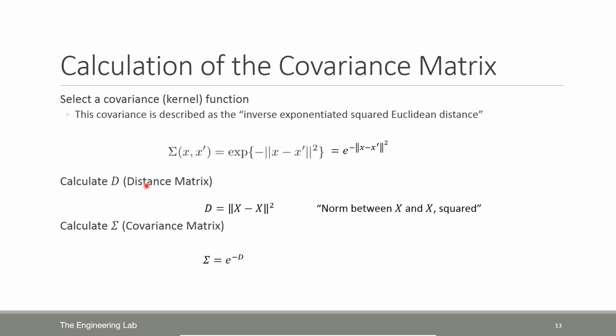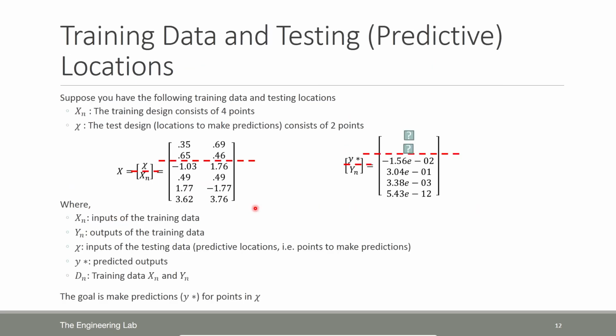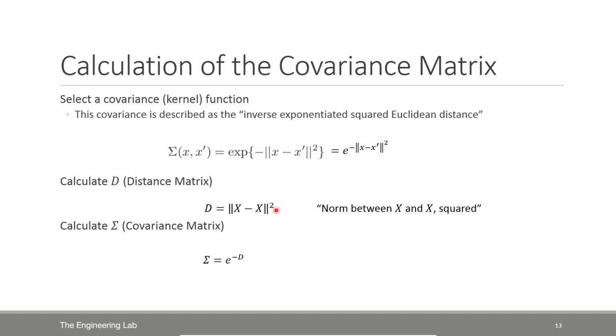Number 1, I calculate the so-called distance matrix. This is seen as sort of the norm between x and itself, or x and x squared. X here is going to be the combination of the prediction points where we want to perform the prediction, these 2 points, and the training points. So these 4 inputs, if you will. So that's what we mean by X on this slide.